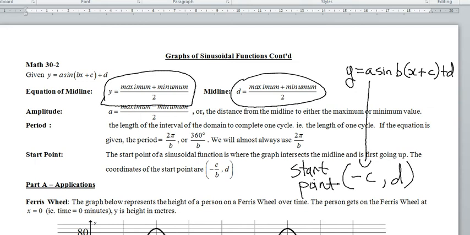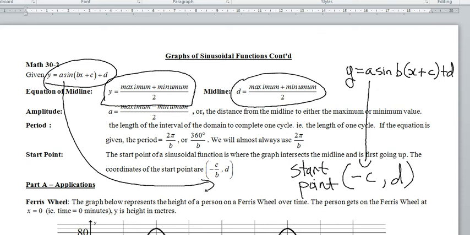Now the only time you need to worry about this is when you're doing some of the questions in the book if they ask you, and they may talk about it as a horizontal shift. So if they ask you about the phase shift or the horizontal shift, if it's given in this form, it's negative c comma d, that's where the start point is. If it's in this form, then it's what we said yesterday, negative c over b comma d.